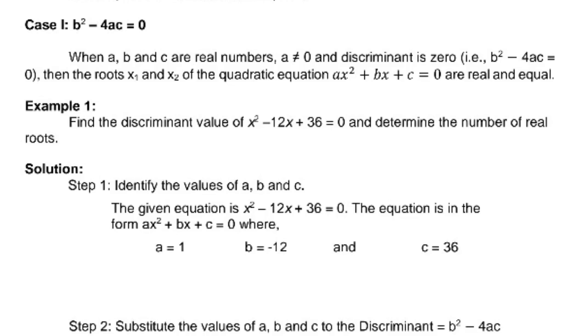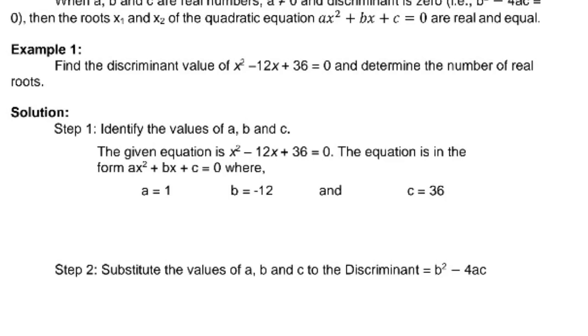Example, find the discriminant value of x squared minus 12x plus 36 equals 0 and determine the number of real roots. So for the solution, we are going to identify the values of a, b, and c. So the given equation x squared minus 12x plus 36 equals 0. The equation is in the form ax squared plus bx plus c equals 0, where a equals 1, b equals negative 12, and c equals 36.